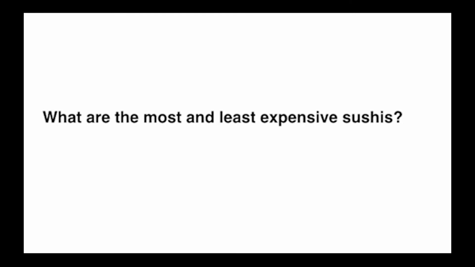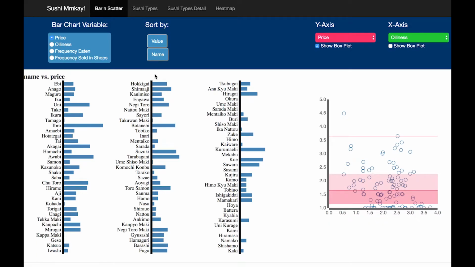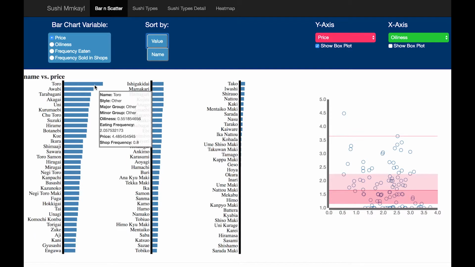Our first research question was, what are the most and least expensive sushis? In order to determine this, our visualization allows you to select price as the variable of comparison and then sort the various sushis by value. As you can see, the most expensive sushi is Toro, and the least expensive is Sarada Maki.